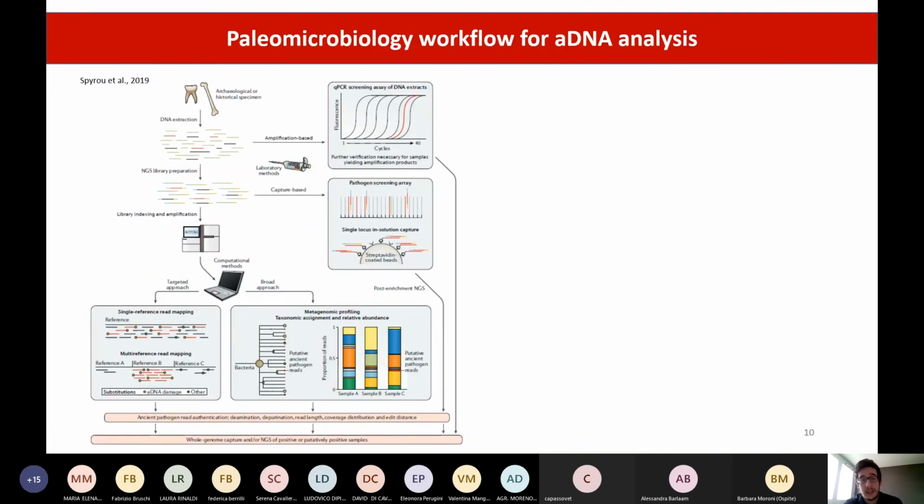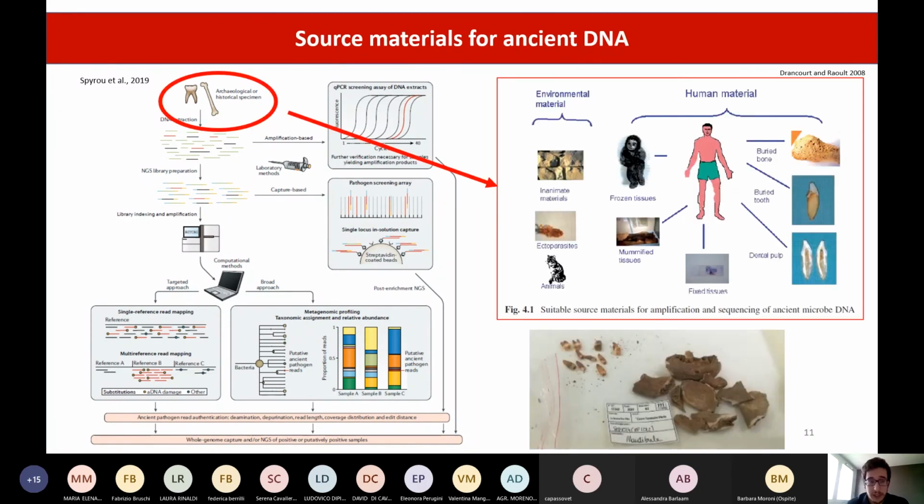Here you can see a schematic workflow for the analysis of ancient DNA. First, you need the samples, obviously, and you can have different samples, as I already said. In particular, I worked on teeth. These are some teeth from a suspected plague victim from an archaeological site in southern France.